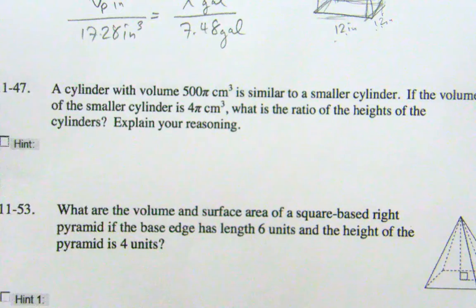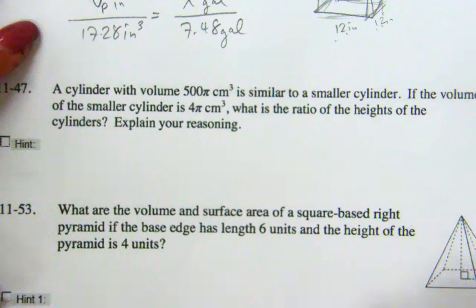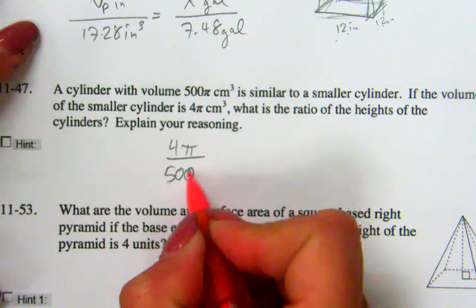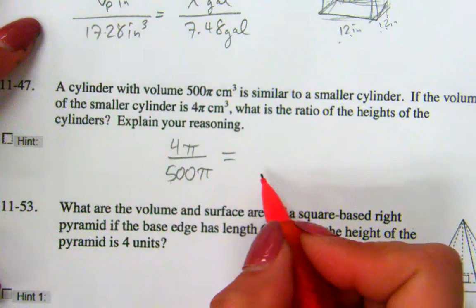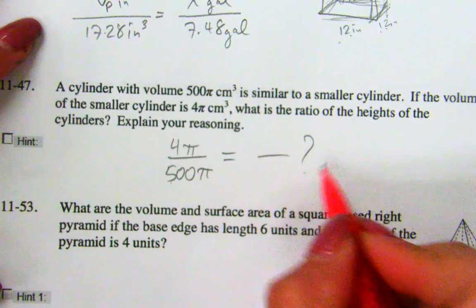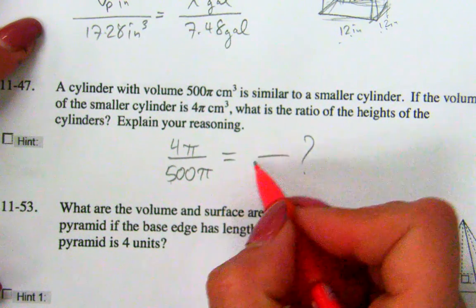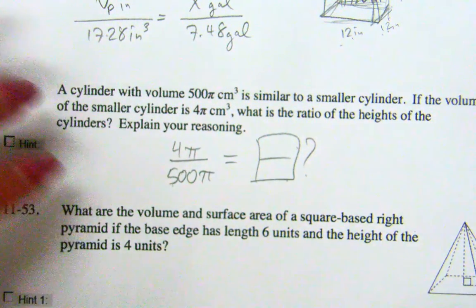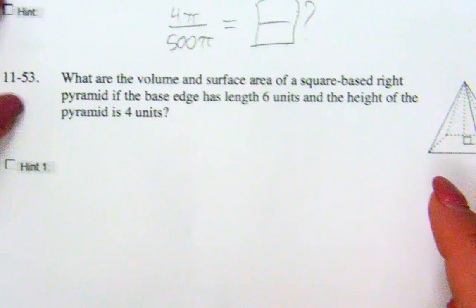47. A cylinder with a volume of 500 pi centimeters squared is similar to a smaller cylinder. The smallest cylinder is 4 pi. So what's the ratio of the heights of the cylinders? Okay, so small one is 4 pi, large one is 500 pi. Simplify this thing. What do you get? Simplify this, basically. So what's your ratio of the small to the large? Okay, that's 47.